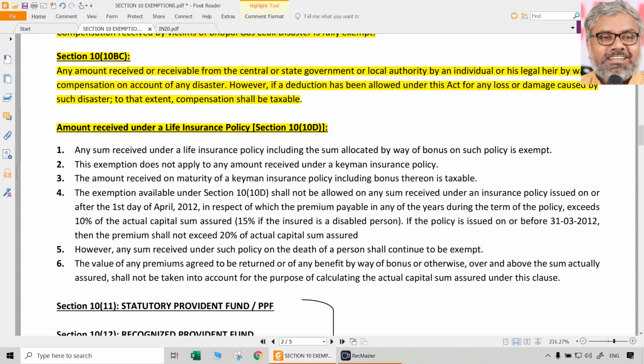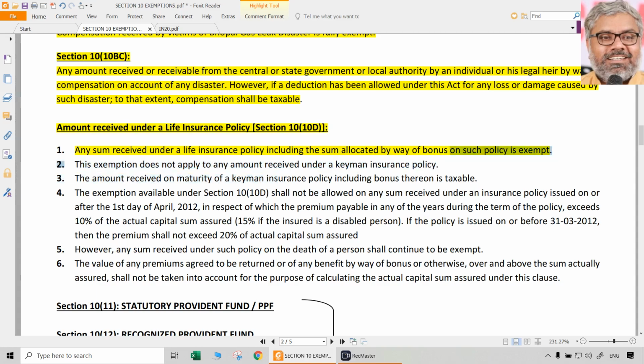What is this exemption, first of all? Under 10(10D), any sum received under a life insurance policy, including the sum allocated by way of bonus on such policy, is exempt. So if a life insurance policy has matured or has been claimed, then any such sum received under such a life insurance policy, including bonus on such policy, shall be exempt under section 10(10D).